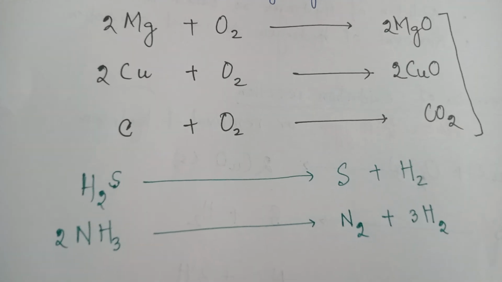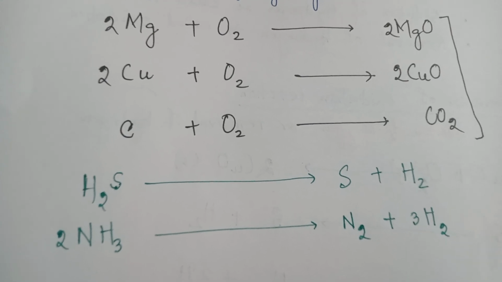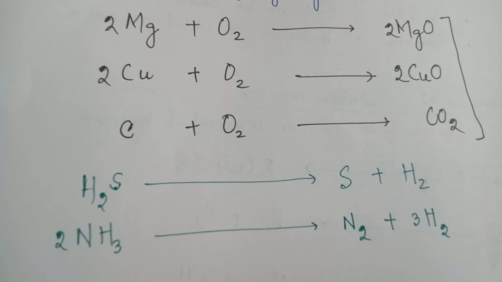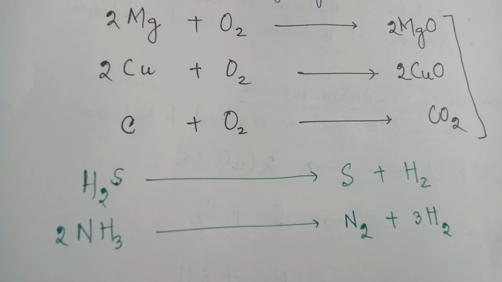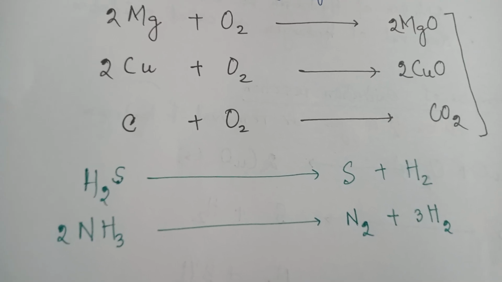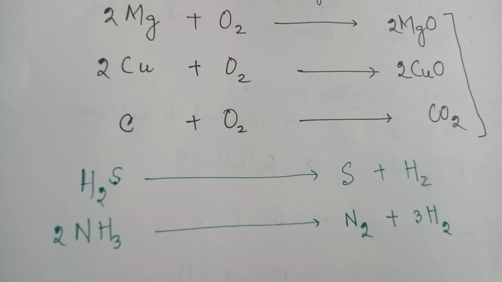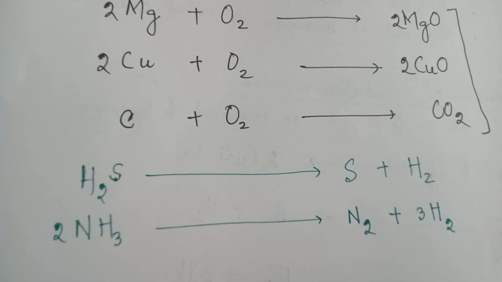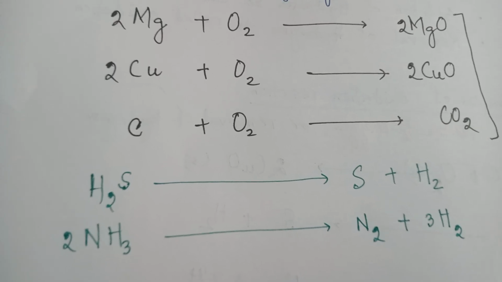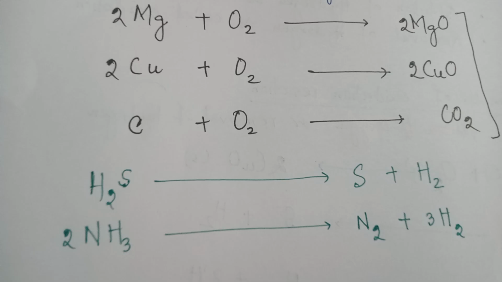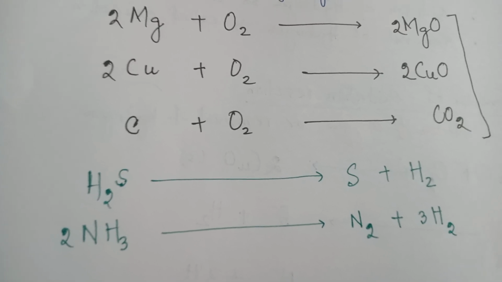See another two reactions. Hydrogen sulfide undergoes a reaction to form sulfur and hydrogen. Similarly, ammonia is converted into nitrogen and hydrogen. In both the cases, we find that hydrogen is removed, and these reactions are also called oxidation reactions.